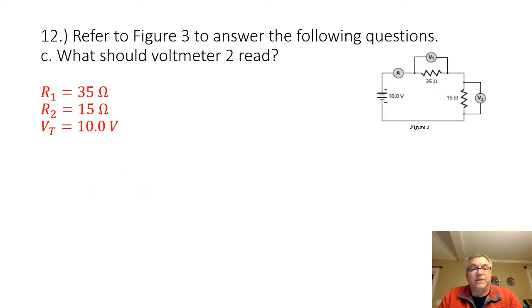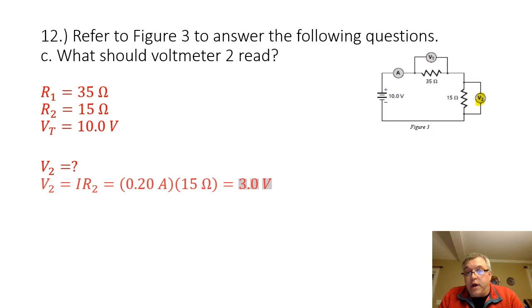Part C asks, what should voltmeter 2 read? So we're looking for the voltage across the 15 ohm resistor. We still need to use Ohm's law as we did before. I know the current is going to be the same as the prior resistor because the current doesn't change in a series circuit, and I just need to use the resistance of this resistor. So 0.2 amps times 15 ohms is going to give me a voltage across this resistor of 3 volts.